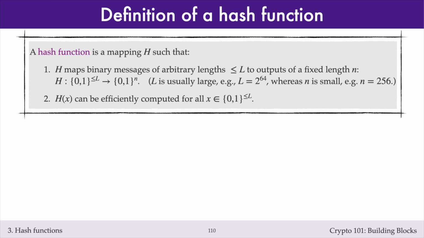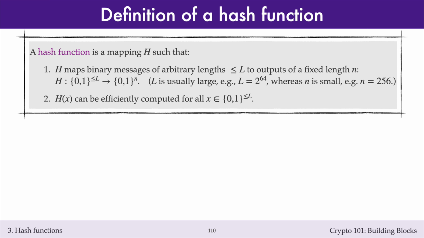Formally, a hash function is a mapping H that maps binary messages of arbitrary lengths, at most L, to outputs of a fixed length N. So this is the domain of the hash function, and this is its codomain. Usually L is very large. For example, L might be 2 to the 64, whereas N is small. For example, N equals 256.